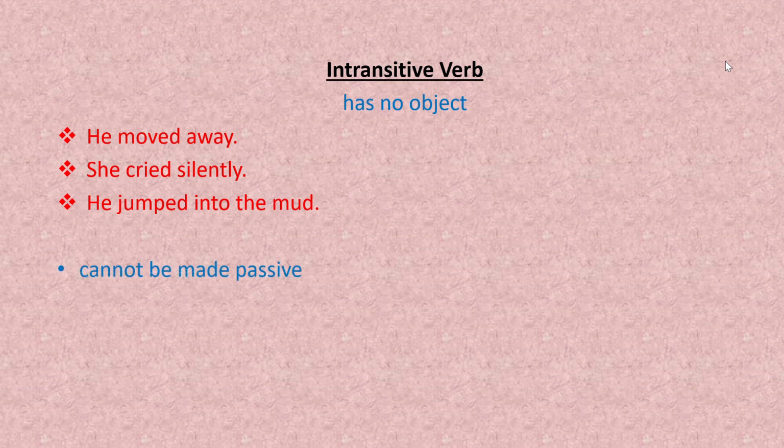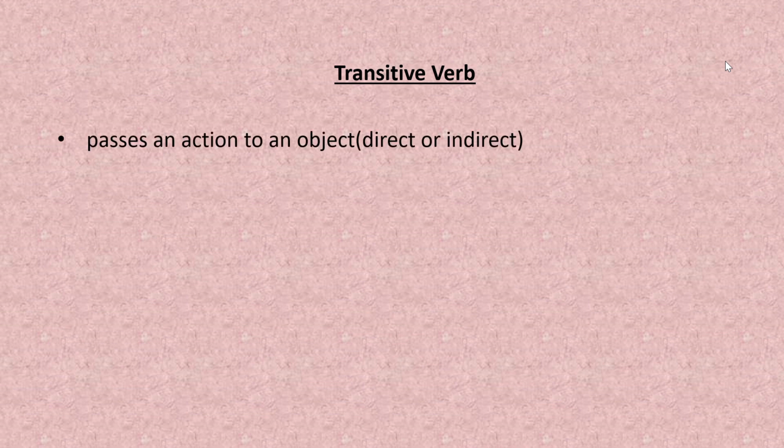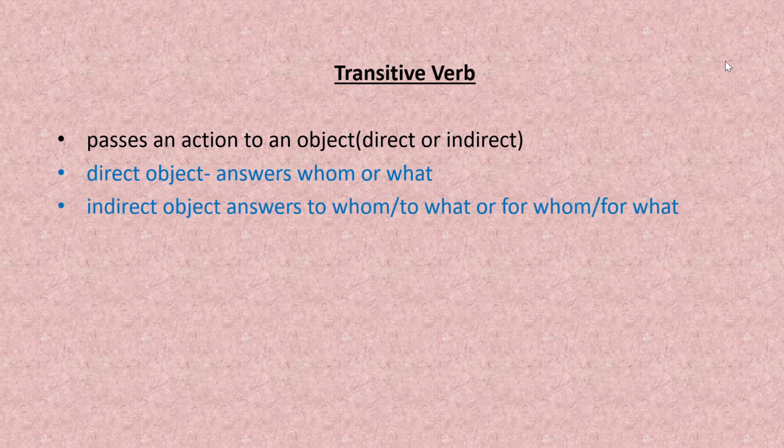As intransitive verbs do not have any object, obviously they cannot be made into passive voice, because in order to make a sentence into passive voice, you need an object. Moving on to the last one, that is the transitive verb. A transitive verb passes an action to an object. Unlike an intransitive verb, a transitive verb has an object. The object can be direct or indirect. What is a direct object? What is an indirect object? A direct object answers the question whom or what. On the other hand, an indirect object answers to whom, to what, or for whom, or for what.